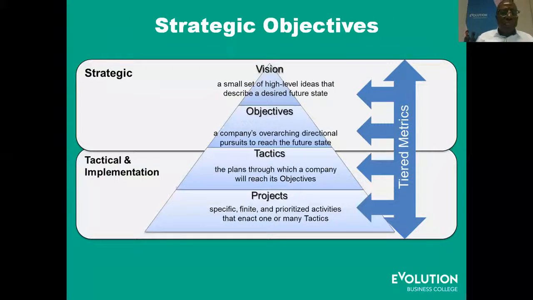So strategic objectives. What we have here, like I've spoken to you, your strategy now consists of a vision, which is a small set of high-level ideas that describe the desired future state. What do we desire to be? What do we desire to see? What do we desire to say? What is it that's really driving us? What is the driving force?